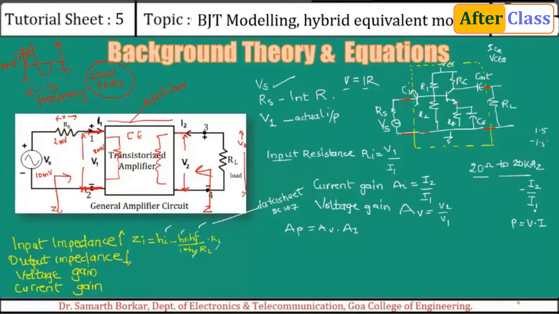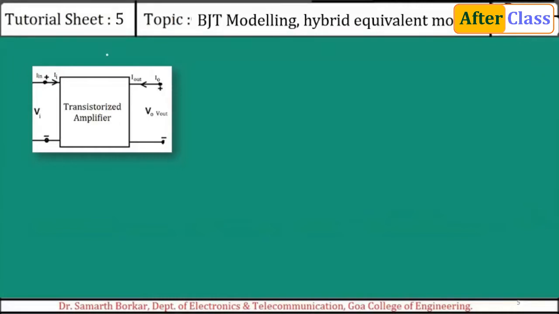Next, this is the hybrid model. Vi is the input voltage to the amplifier. What does this box contain inside? A common emitter amplifier circuit. Ii is the input current to the amplifier.